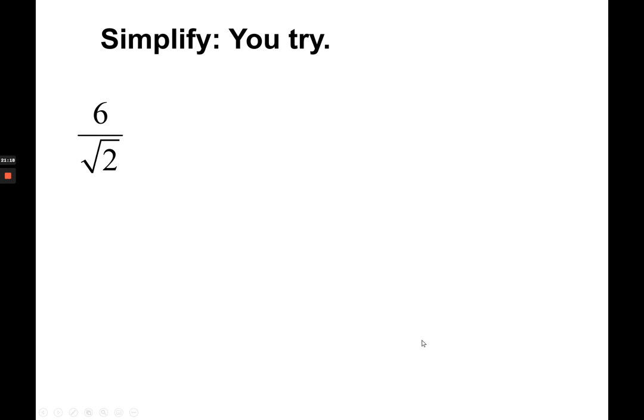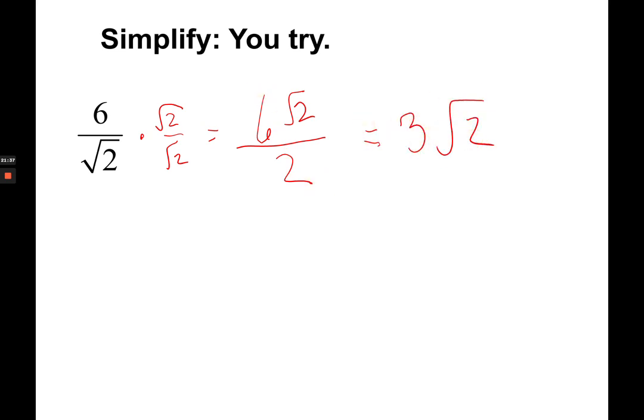What do we do? Square root of x times the square root of x, which is square root of 2 times the square root of 2. This becomes 6 square root of 2 all over 2. 6 divided by 2 is 3. So that's it. Square root of 3 over 2.